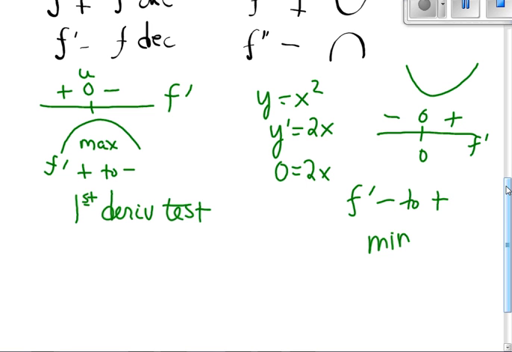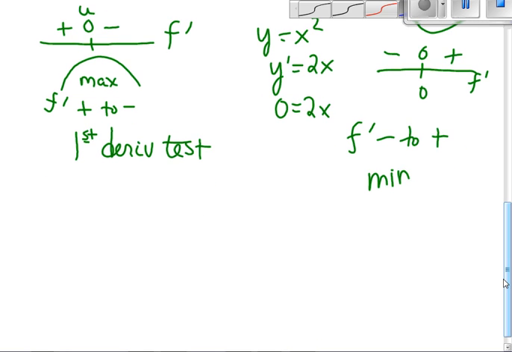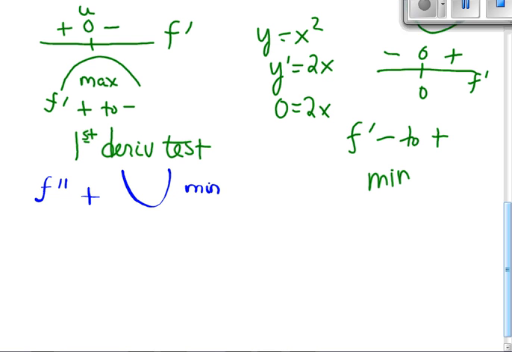Okay, second derivative test. We're almost to the second derivative test. When you do the second derivative, if the second derivative is positive, then my function is concave up, and I have a minimum. It's like what I have over here.